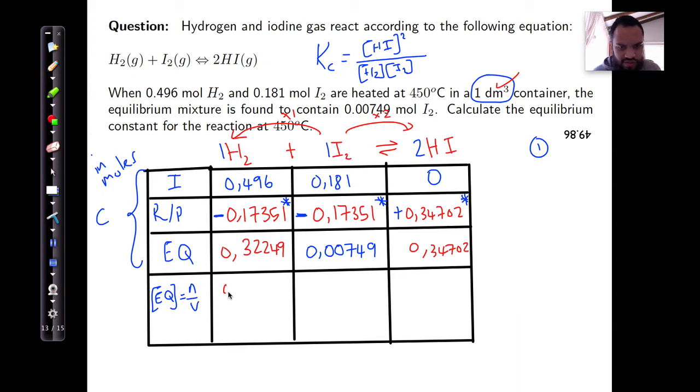So I'm just going to do the first one in full with you, 0.32249 divided by 1, which stays the same thing. This one over here is 0.00749, and this one over here is just going to be 0.34702. Why were these numbers the same? Because they work in proportion, a ratio of 1 is to 1. Why was this number doubled? Because this row works in proportion of 1 is to 2, so I had to take that and double it. The rest was just saying let's subtract or let's add based on the plus and the minus signs that I have given you over here. Okay. And then in the final row, all you need to do is divide by the volume, and in this case the volume was 1.